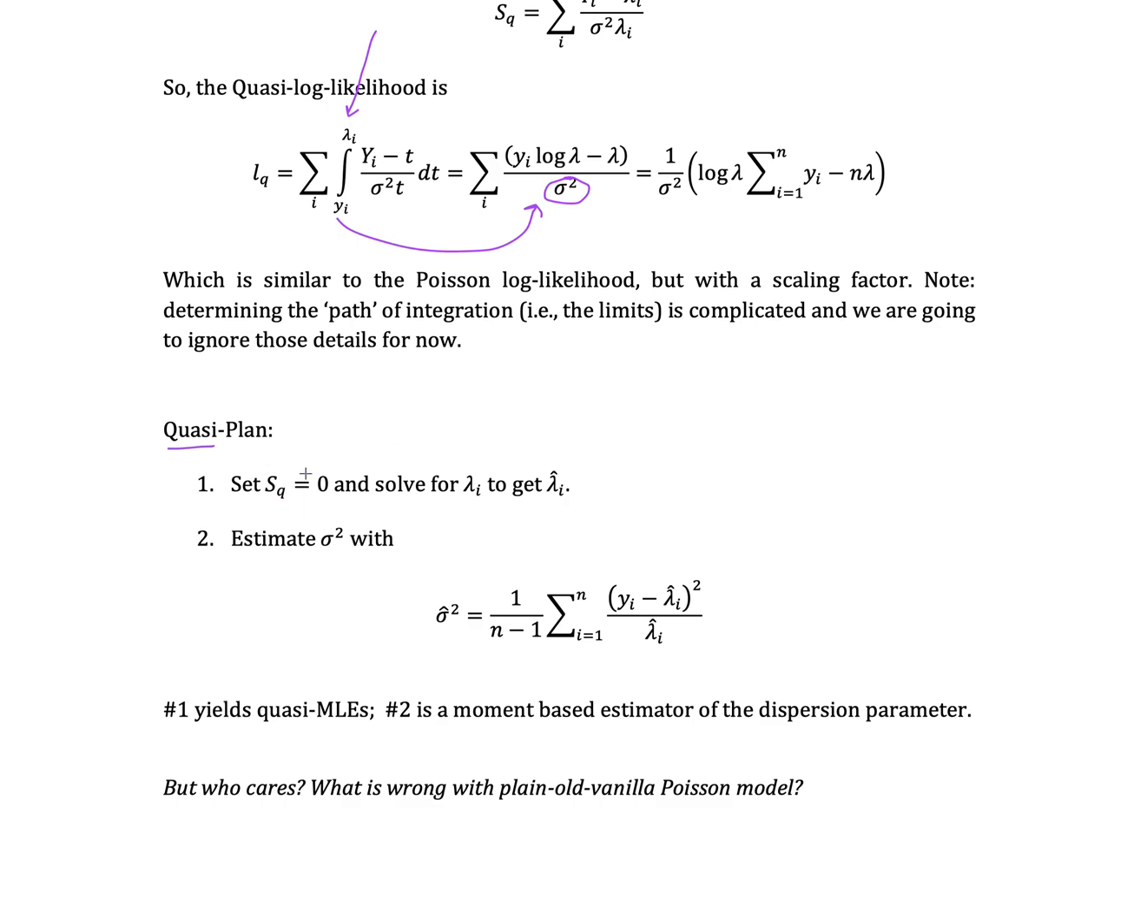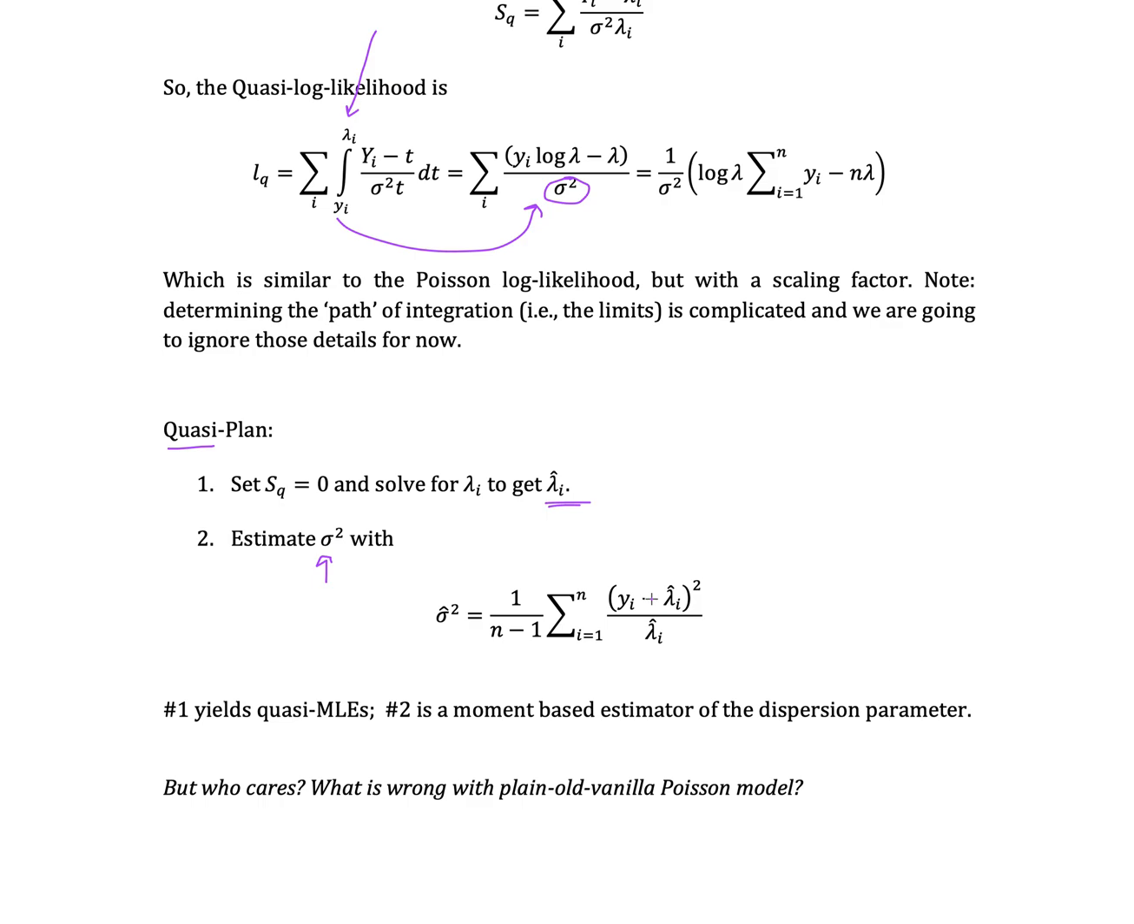So I'm going to set the quasi-score equal to 0 and solve for lambda i, and I'm going to get a maximum likelihood estimate for that lambda. And then I got one more parameter, the sigma squared. And so I'm going to use a traditional old estimate. I'm going to take y, divide by the mean, scale it, and square it. And this is going to be an estimate. And this is a very common way to estimate the variance.